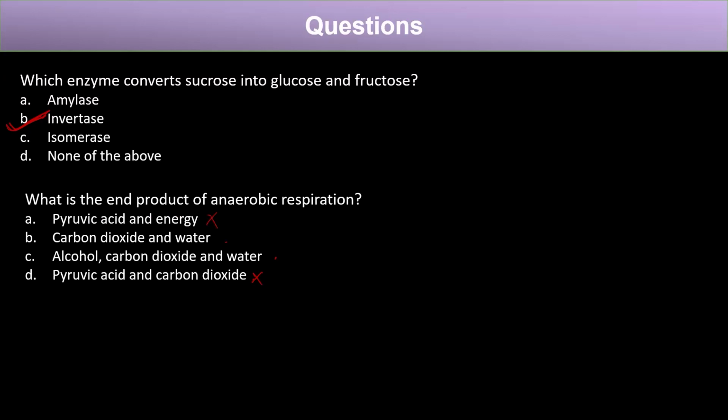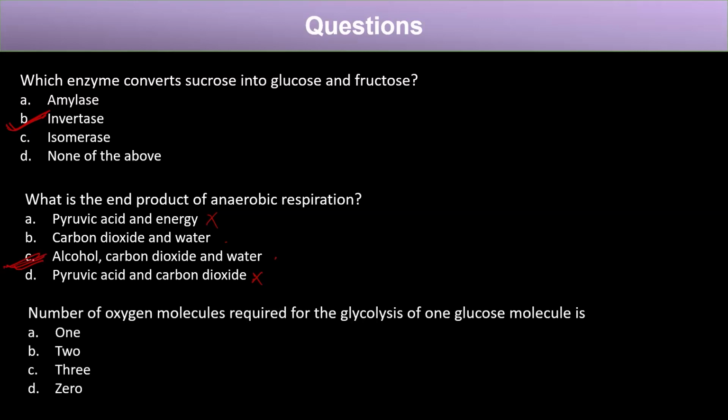Now what do we have? We have carbon dioxide and water, right? But if you see option C, it is alcohol, carbon dioxide, and water. And we have seen that in the case of alcoholic fermentation, the alcohol formed is ethanol, right? So the correct option is C. Okay.